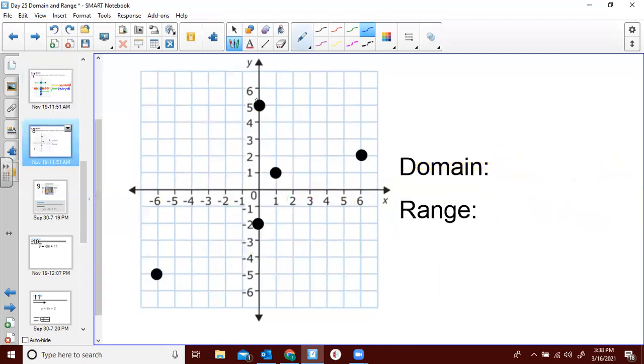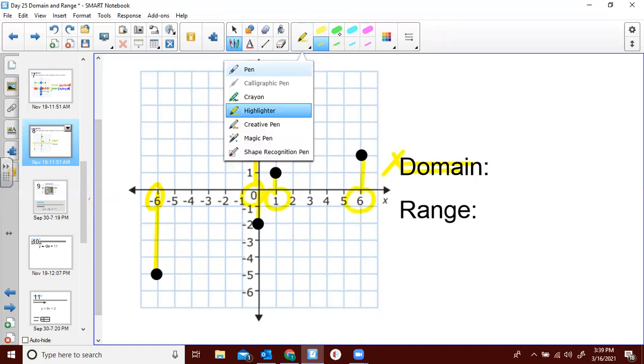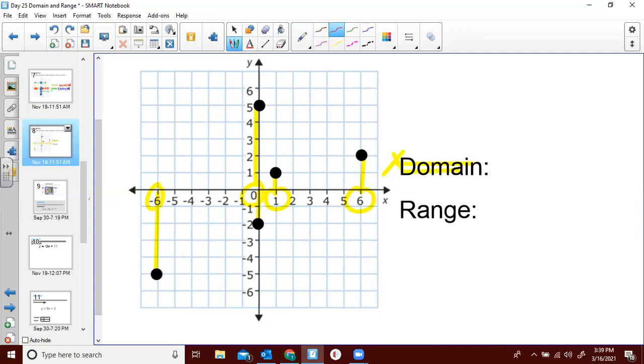All right. Same thing here. If I do my domain first. Oh, this one's on my y, so I know it's 5. Sorry about that. Let's start here. I'm going to come up to my x-axis, which is -6. Come up to my x-axis, which is 0. Down to my x, which is 0. Down to my x, which is 1. Down to my x, which is 6. All right, so for domain, you're just going to your x-axis.